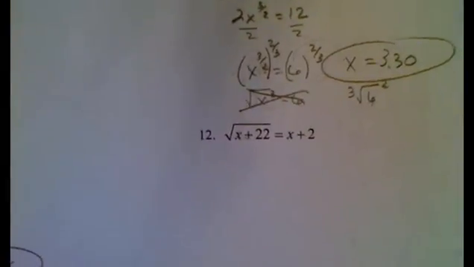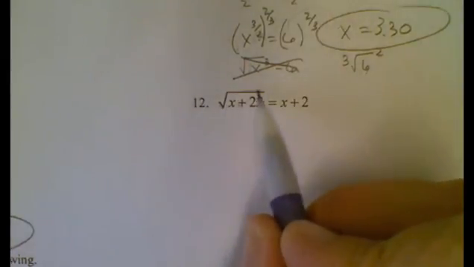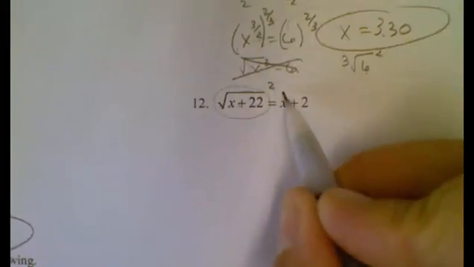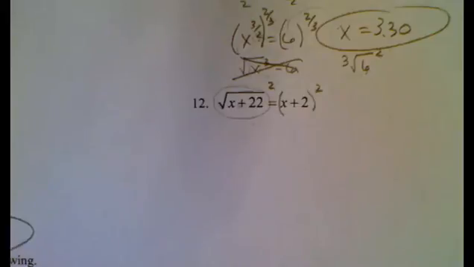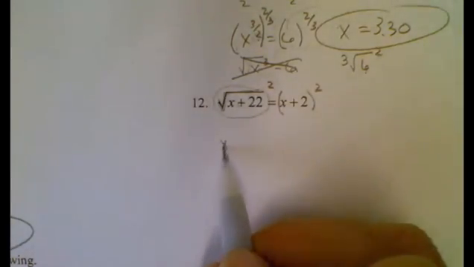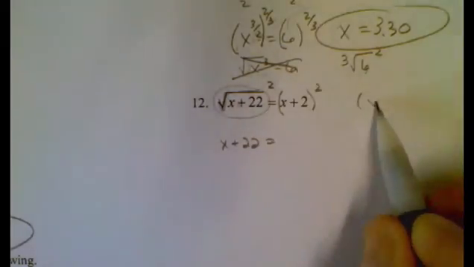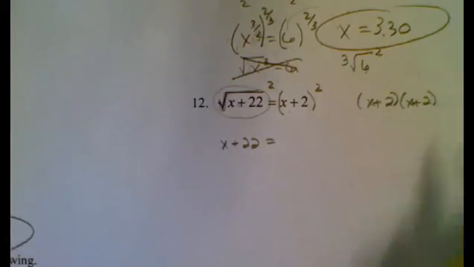All right, and then the last one, this is that one that you have to be careful of because you're going to undo the square root. Again, the square root is by itself, so I'm going to square it, but over here, because there's two terms, I have to square that entire side. So on this side, I'm undoing the square root. I'm just left with x plus 22. On this side, I have to take x plus 2 times x plus 2. So if you need to write it out, do that over on the side.